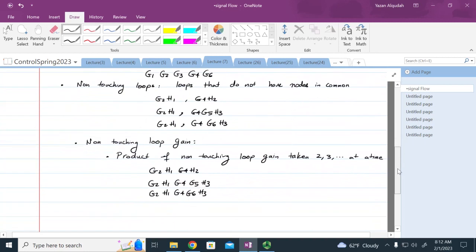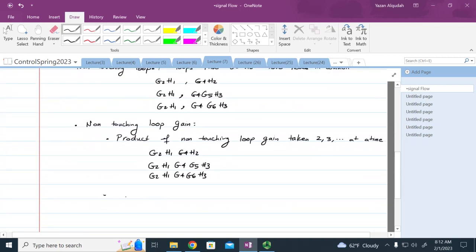Everybody got that? Okay, so in this example, there are no non-touching loops that can be taken 3 at a time. But we'll do an example later to show what 3 at a time looks like. So with that, we can introduce Mason's rule.